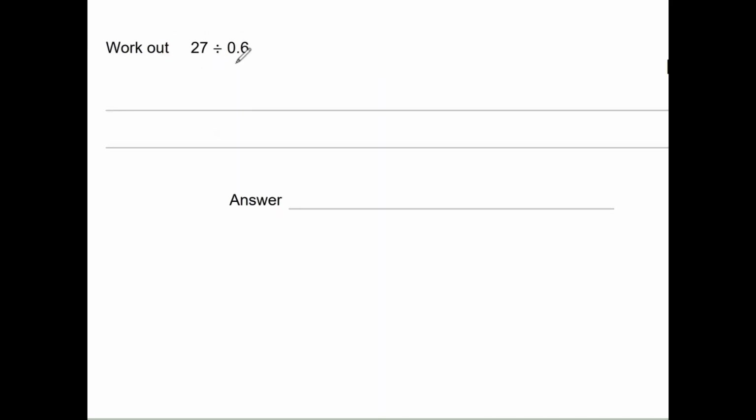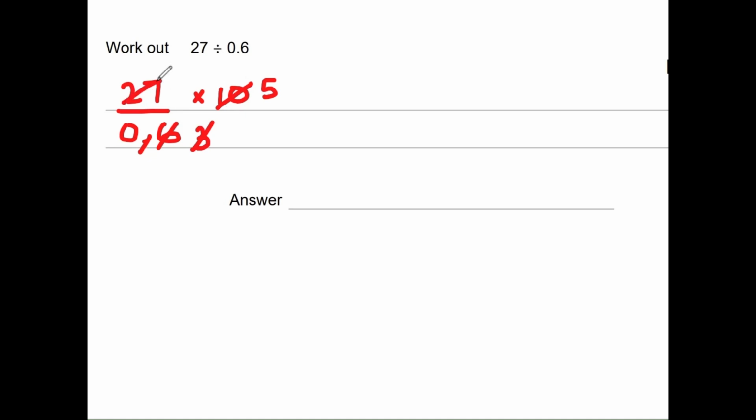Part C says, work out 27 divided by 0.6. This can also be written as 27 over 0.6. Now, if we remove the decimal mark from the denominator, we will multiply the numerator by 10. 6 and 10 are divisible by 2, so 6 divided by 2 is 3, and 10 divided by 2 is 5. Then 3 and 27 are divisible by 3.